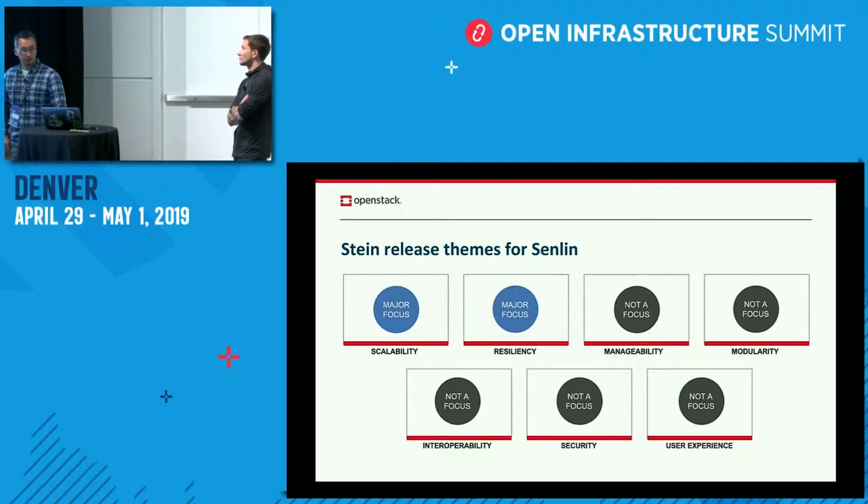So the major themes for Senlin during the Stein release were really scalability and resiliency. We focused on those two areas because we were trying to eliminate a lot of the bugs that came with scaling to a large scale, and also when we tried to use it at a large scale, we saw a lot of database problems, so we worked on that.